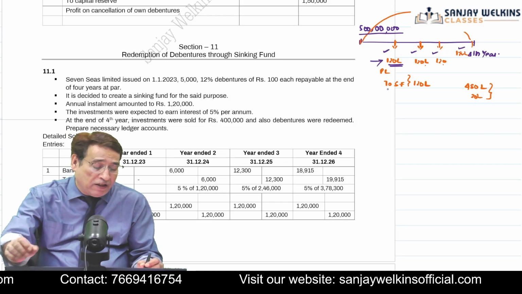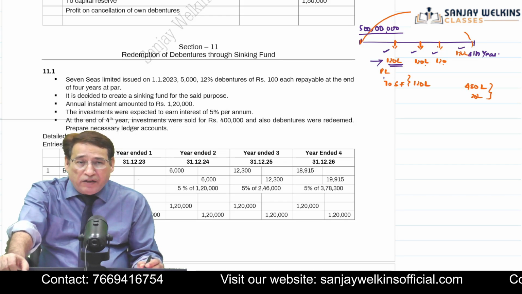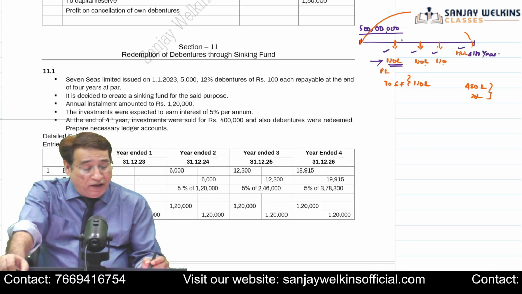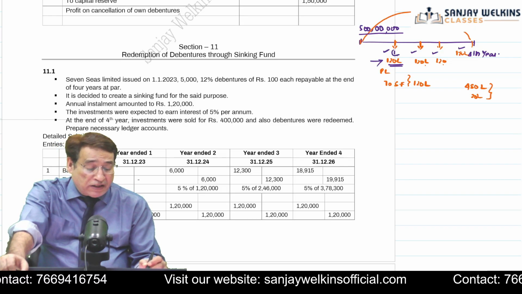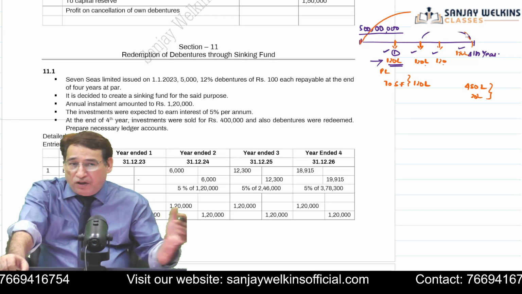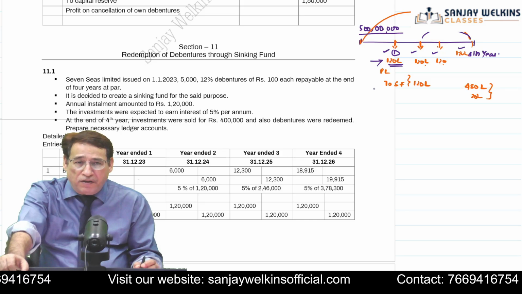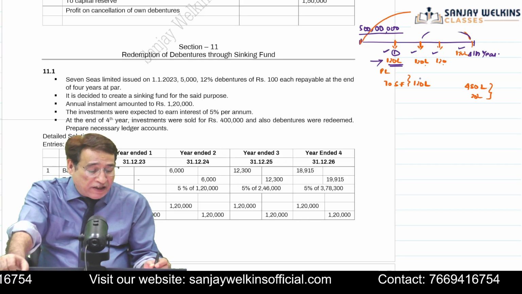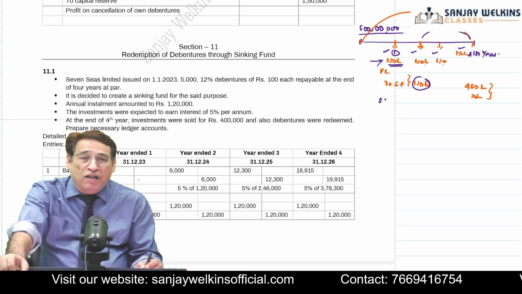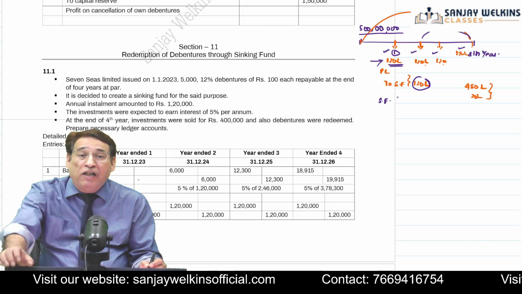Why? The reason is that, see here, at the end of the first year, they have set aside out of profit 120 lakh. Because we have already reached the end of the first year and still 3 years are there in the redemption period, isn't it? So after setting aside this amount, what the directors are going to do is invest it in what we call gilt-edged security.